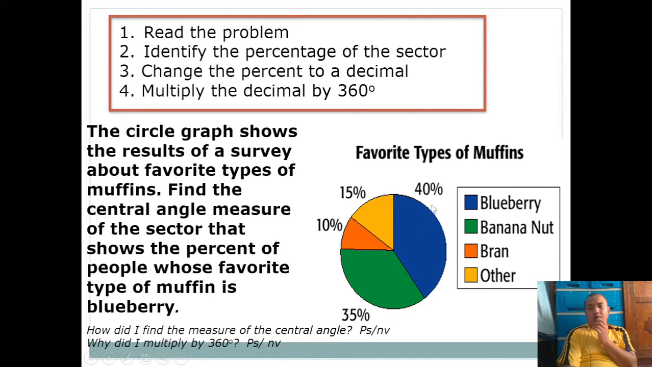Okay, change the percent to decimal, that's 0.4. Okay, 40% is 0.4. And then multiply the decimal, 0.4, by 360 degrees. That's equivalent to 144 degrees. So the central angle measure of the sector that shows the percent of people whose favorite type of muffin is blueberry, here, is 144 degrees.